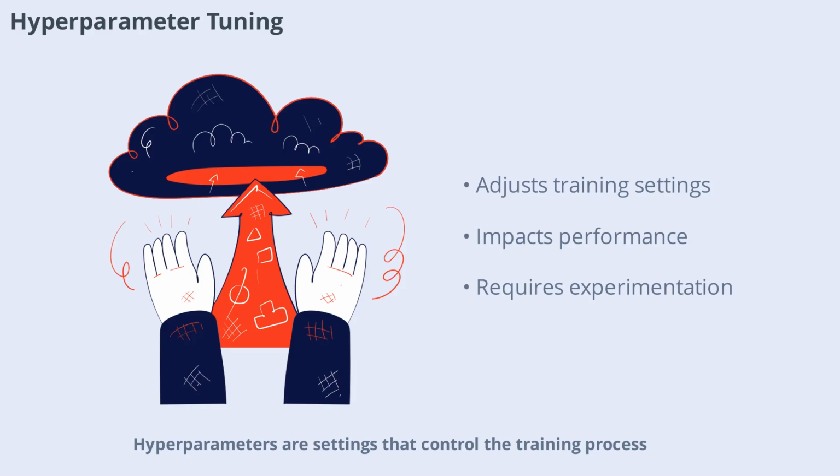Hyperparameters are settings that control the training process, such as learning rate, batch size, and number of layers. Tuning these parameters can significantly impact model performance. Researchers often experiment with different values to find the optimal configuration. Hyperparameter tuning is both an art and a science, requiring careful testing and analysis.